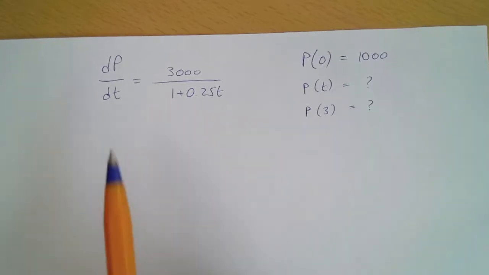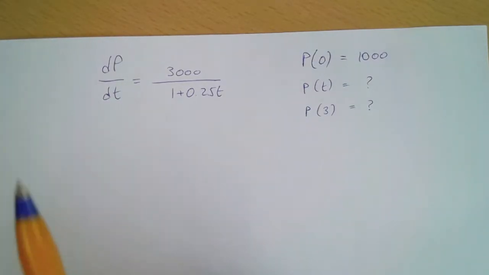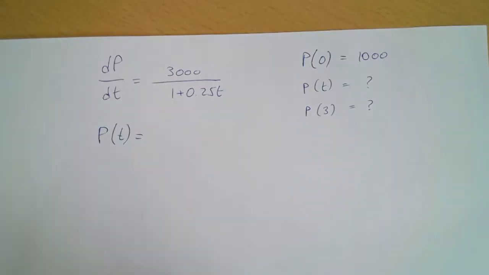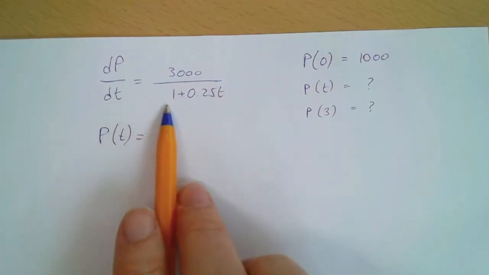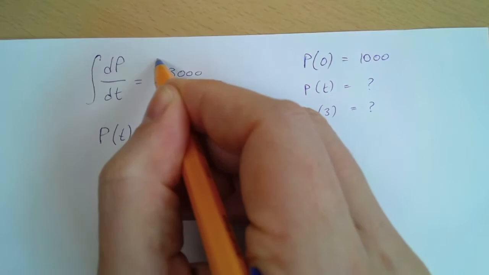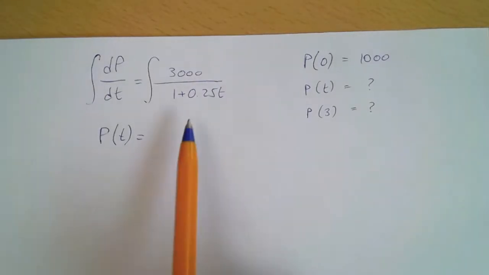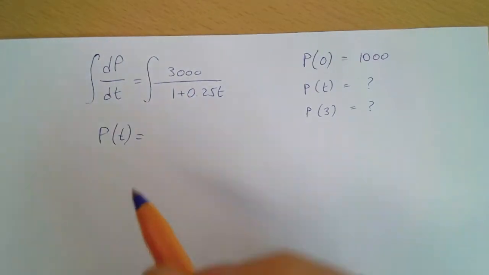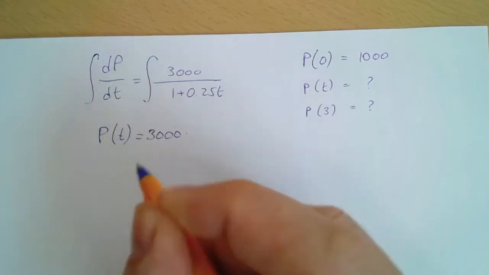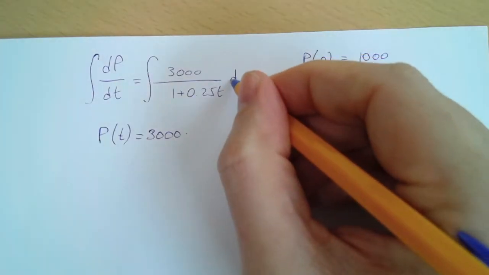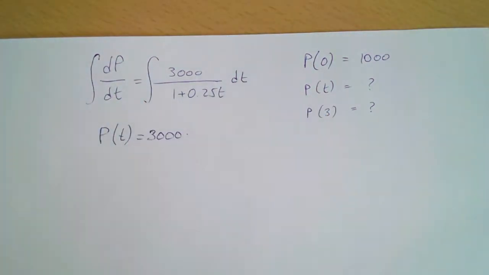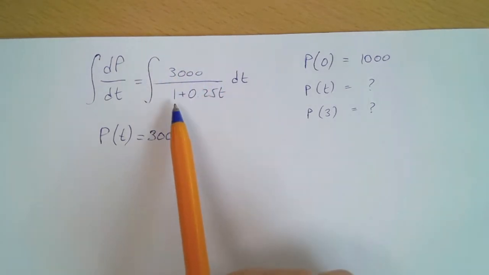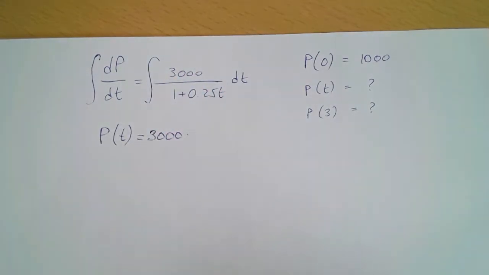Alright, so this is the derivative of P. So if we want to find P, which we can just write P, or we can write P of t to specify what the variable is, we're going to want to integrate that. So I can say the integral of this equals the integral of that. And when we integrate that, I want us to think of this 3000 as being in front of the integral sign. And now we're trying to integrate, oh, I forgot. If I put an integral sign, I should have dt here. But, well, doesn't matter. Now I want us to think of this as 1 over 1 plus 0.25t.